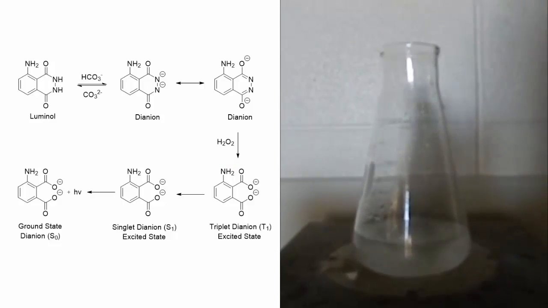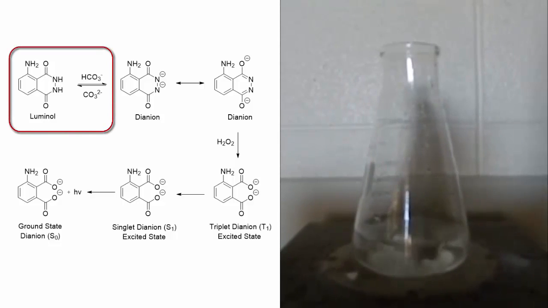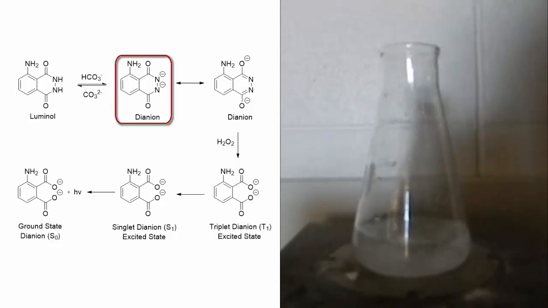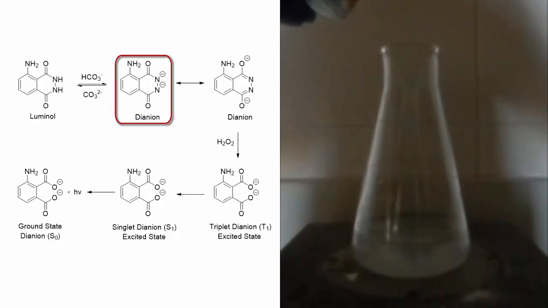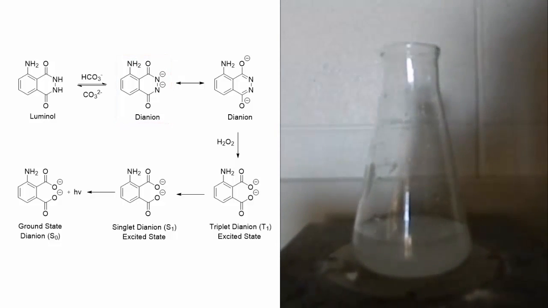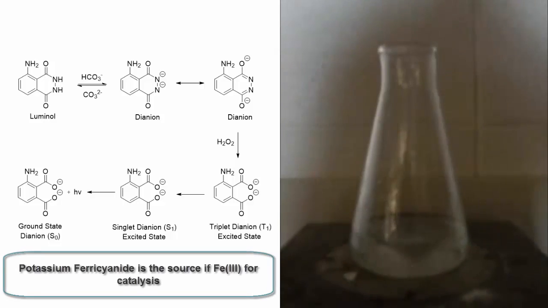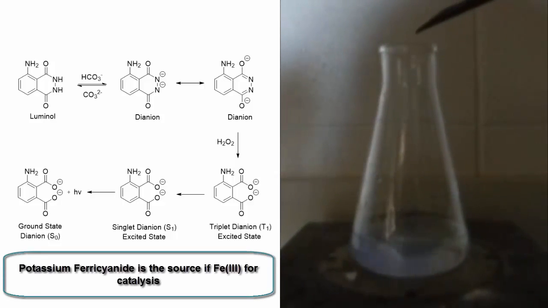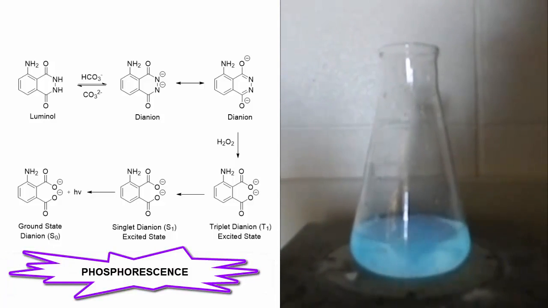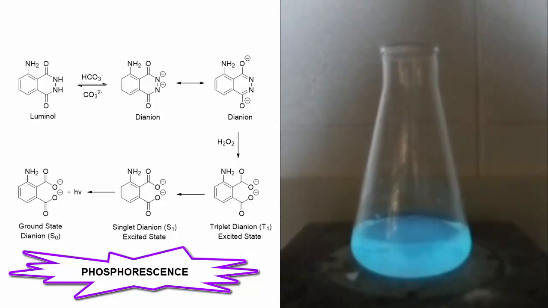Right now I'm adding the carbonate, bicarbonate, and luminol mixture. So those together will react and form the dianion that you see in complex 2, which is the two negatively charged nitrogens. And now comes the cool part. I'm just about to add potassium ferrocyanide, source of iron 3 for catalysis, to make it glow. And now we have phosphorescence. It's a pretty cool reaction if I say so myself.